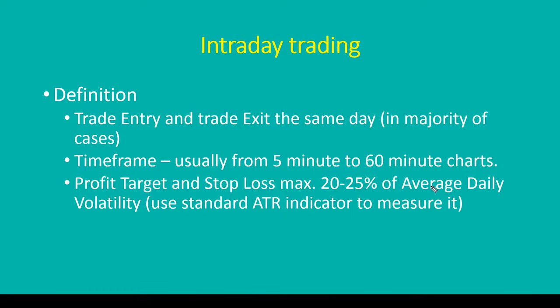So for example, right now I'm using a 10 pip profit target and 12 pip stop loss for most of my intraday trades. And as you can see, this is very roughly a little bit below 20% of average daily volatility for the US dollar Japanese yen. All right, so let's move on.